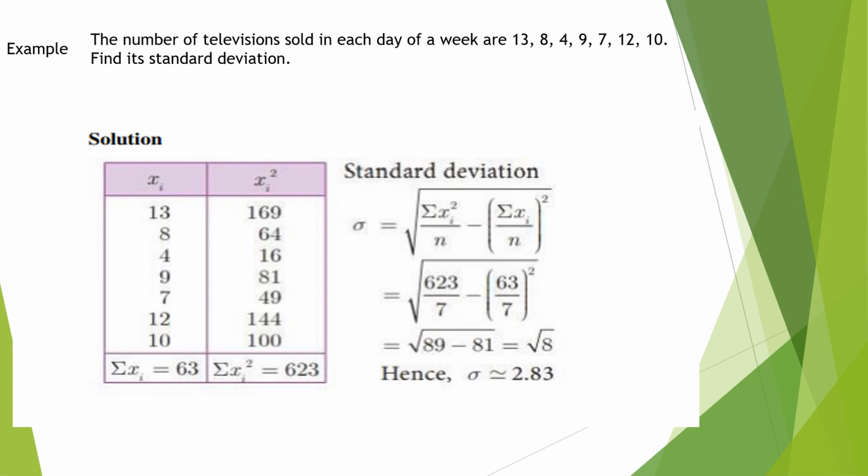There are x observations, and x square in the second column. Find the sum of the x observations and the sum of the x square. Then, as it is individual observation, we will apply the formula of standard deviation for individual observation, that is sigma is equal to under root of sigma x square upon n minus (sigma x upon n) whole square. With the help of a calculator, you can do all the calculations, which gives the answer under root 8.